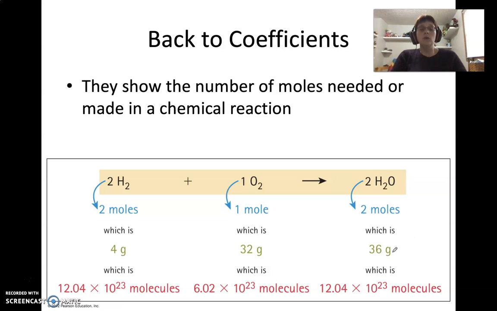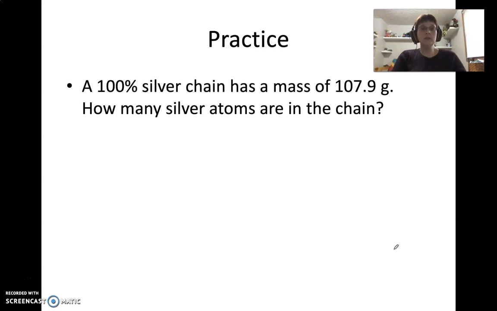So, for example, I've got some practice ones here. These are all kinds of different ones that I've got for practice. So this is just looking at, again, Avogadro's number. We've got a 100% silver chain. It has a mass of 107 grams. How many silver atoms are in the chain? I will let you work on that one. If you need the solution or want me to work through it, you can shoot me an email and I can put up a video for you on how to do that one.